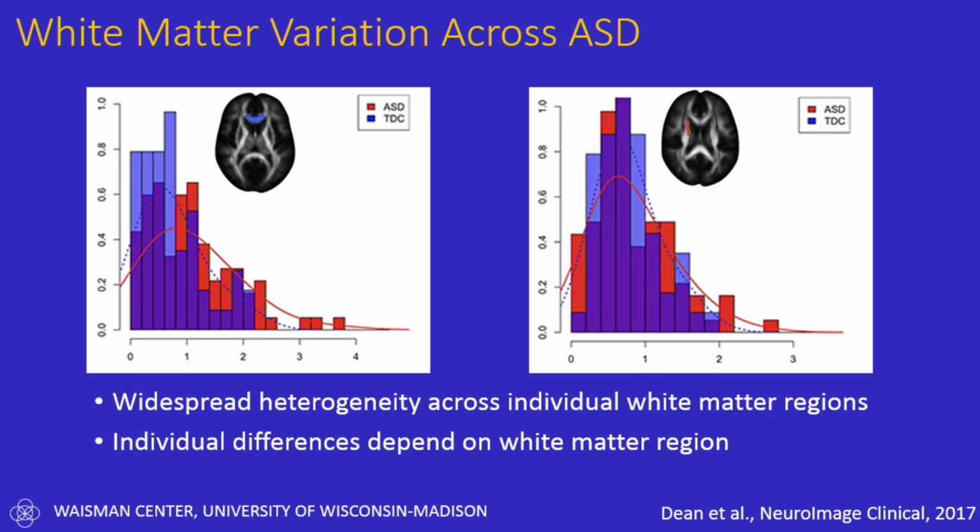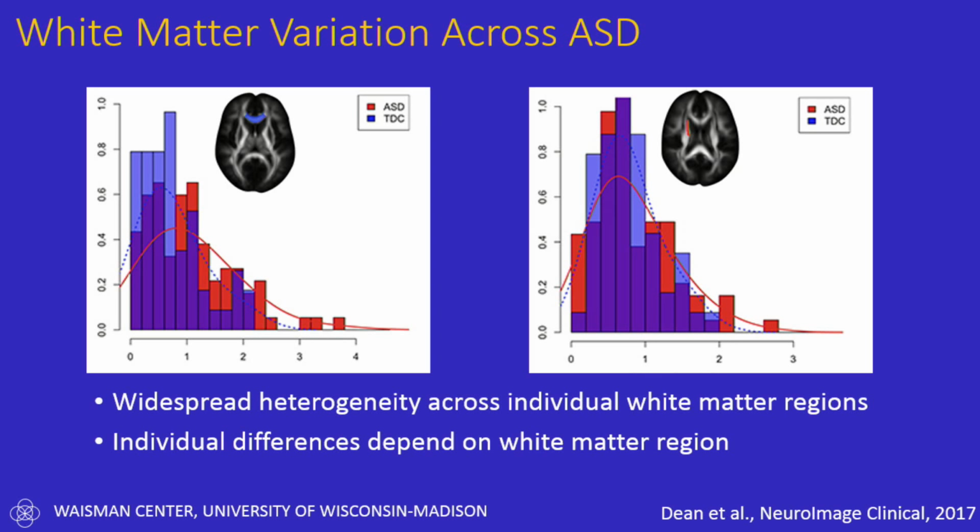And the one thing to really note with the individuals with autism is that we see this distribution have a lot more variation. So there's this heterogeneity across different white matter regions, and those individual differences really depend on different brain regions. For instance, for this particular brain region that we're looking at, for the most part, our individuals with autism look very much like those who are typically developing, suggesting that not every brain region is affected in the same way.